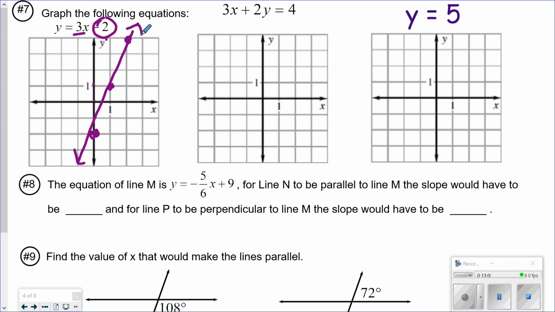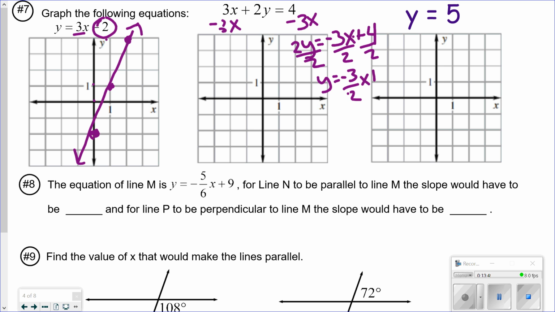For my next equation, I have 3x plus 2y is equal to 4. Once again, I can't plot this until it's in slope-intercept form. So the first thing I want to do is subtract 3x from each side, which would give me 2y is equal to negative 3x plus 4. And then finally, divide by 2, divide by 2, divide by 2. So y is equal to negative 3 over 2 x plus 2.